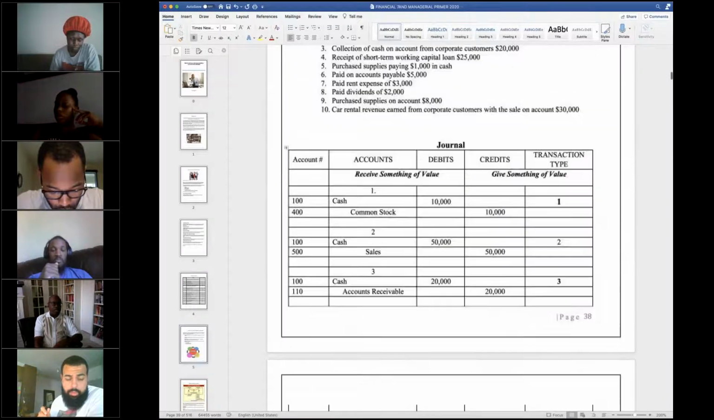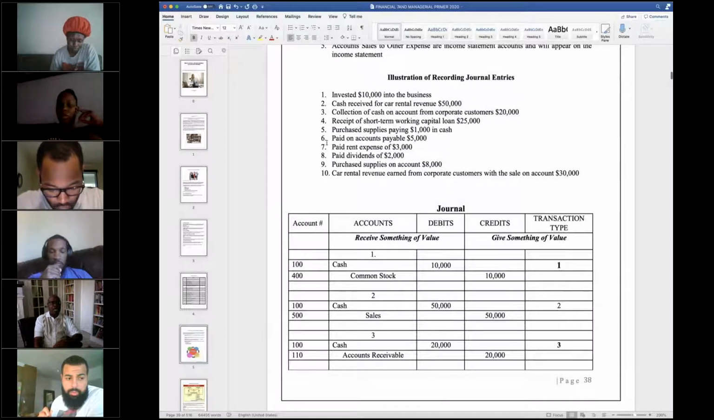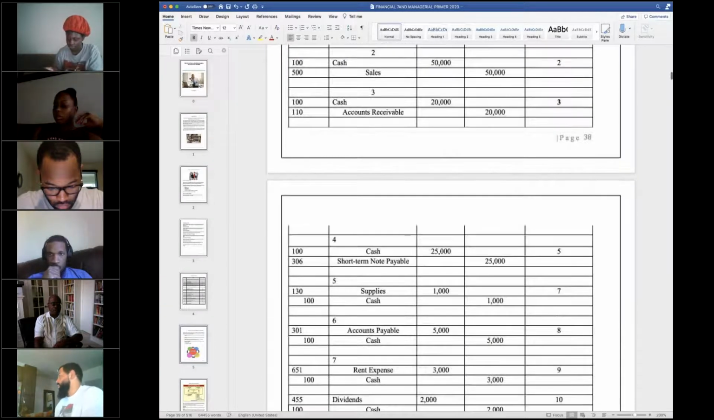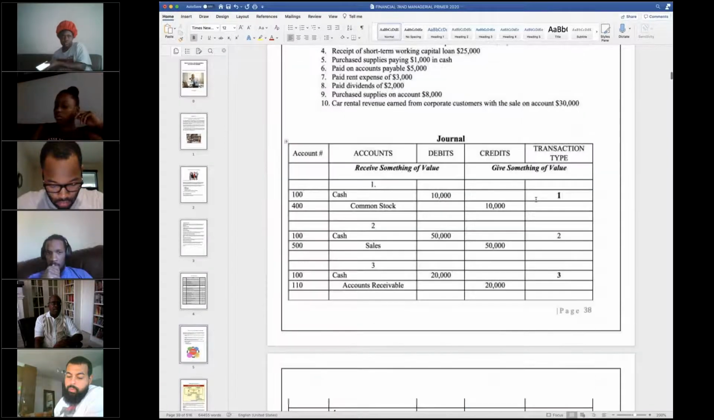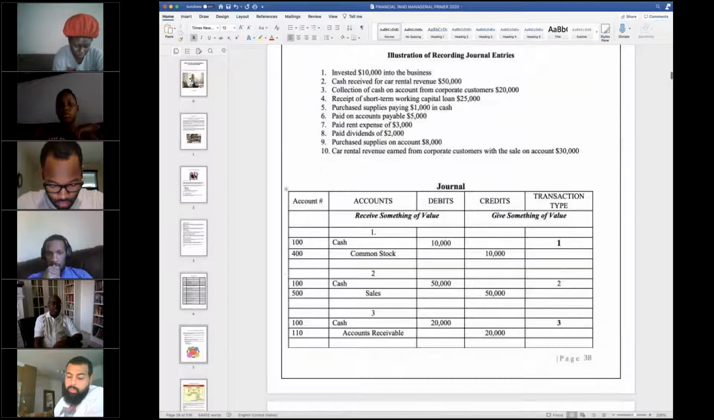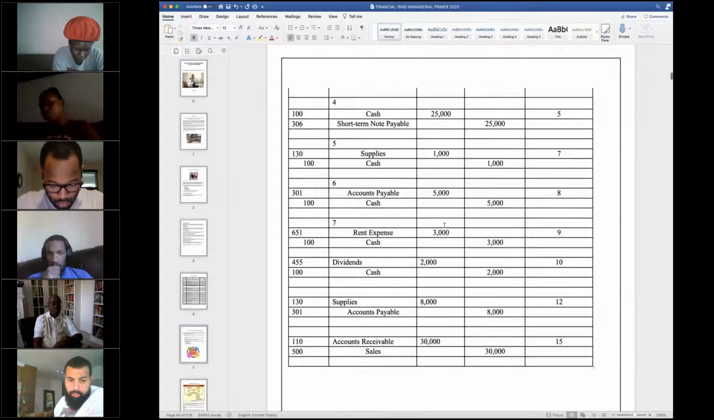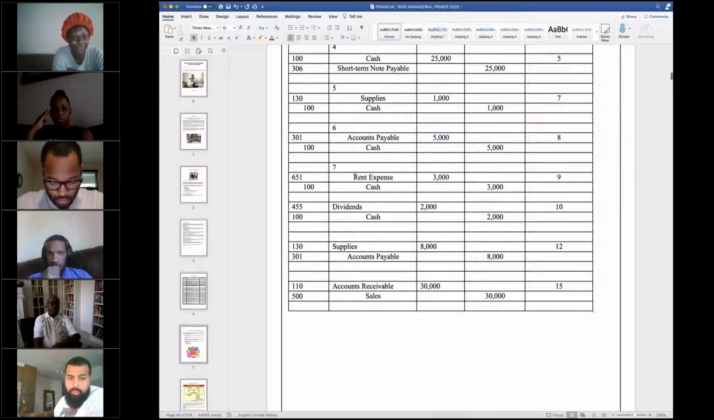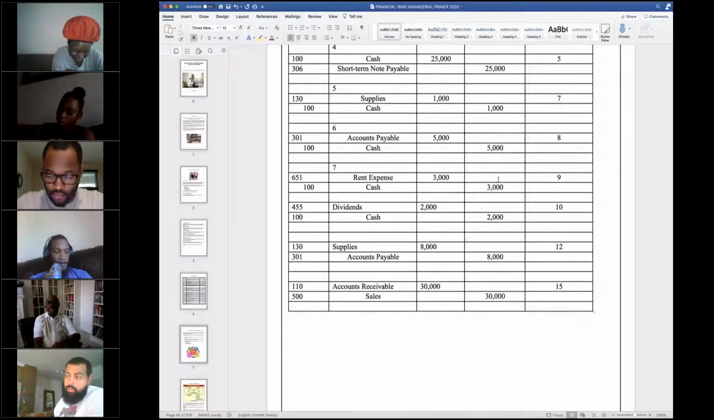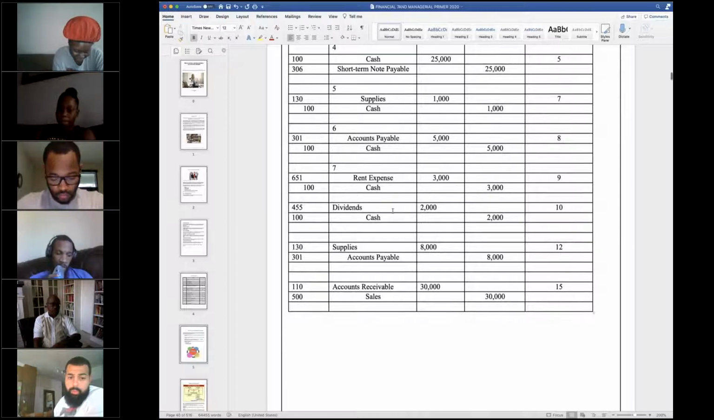Now we're going to have four where you pay cash out and you're going to credit cash. We paid on accounts payable 5,000. We're going to debit accounts payable, credit cash. The next one, we paid rent expense of 3,000. We're going to debit rent expense, credit cash. Then we paid dividends of 2,000. Debit dividends, credit cash.